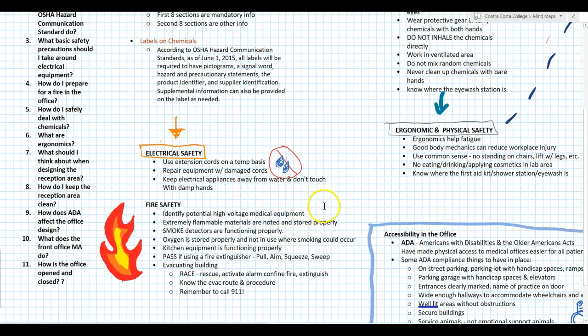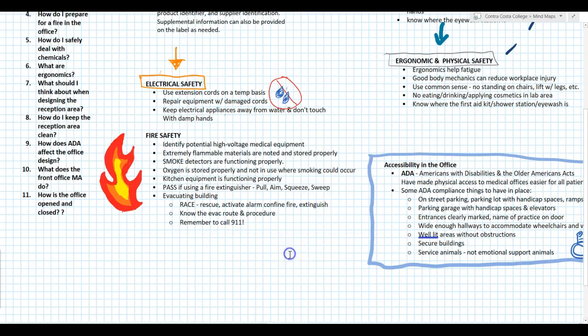Fire safety is the next section, and I drew my little flames over here. You like that? This little guy over here. Fire safety is always important. Fires are terrifying, and we want to make sure that we are always aware of potential high voltage medical equipment that is in use in the office.